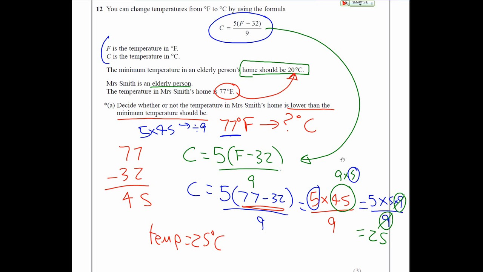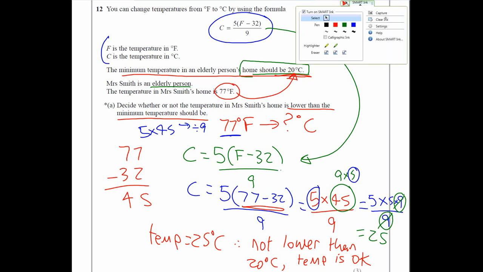We're saying it should be at least 20. It's greater than 20. Decide whether or not the temperature is lower. So therefore, it is not lower than 20. Temp is okay. And that's 3 marks there. You have to give your reason to come to the right conclusion. Okay, let's clear that ink.